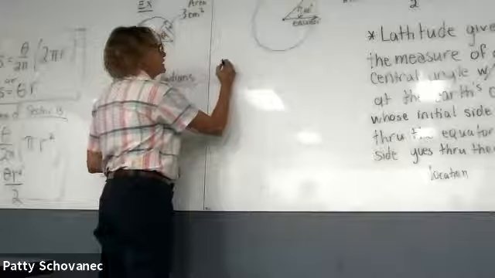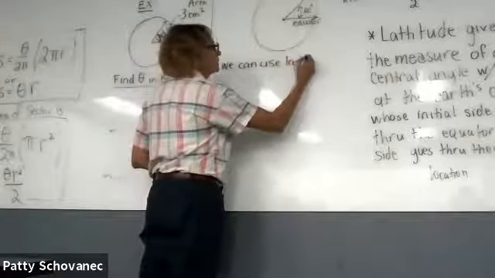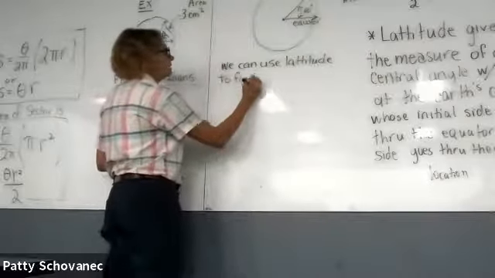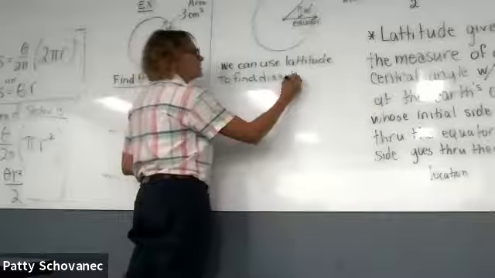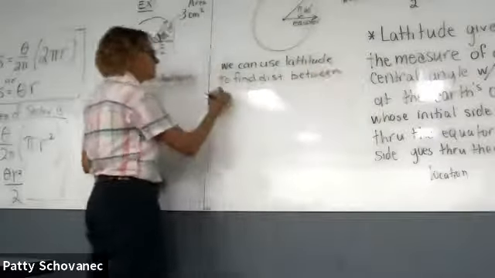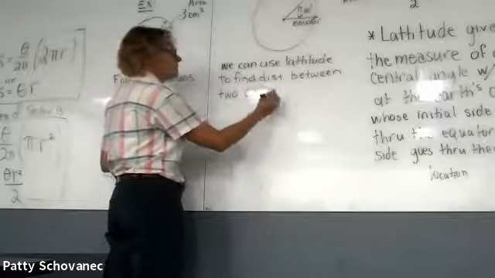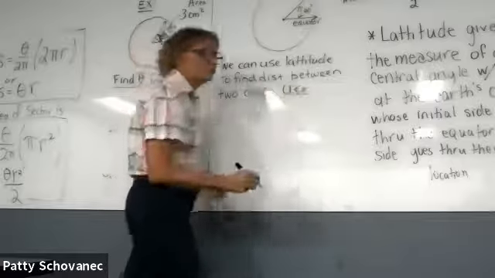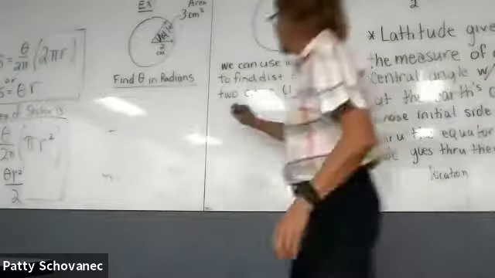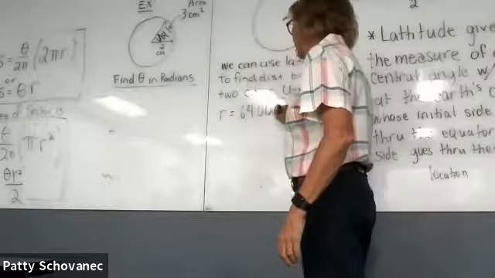So we can use latitude to find the distance between two cities if we know their latitude measure. But we'll need to know the radius of the Earth. So let me see what your book uses. Most of the time it's 6,400 kilometers, and your book uses that. Ours is 6,400 kilometers as the radius of the Earth.